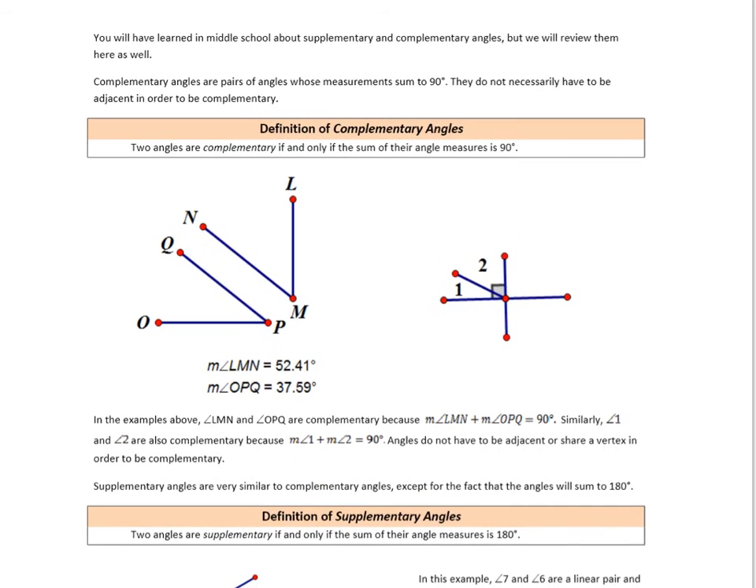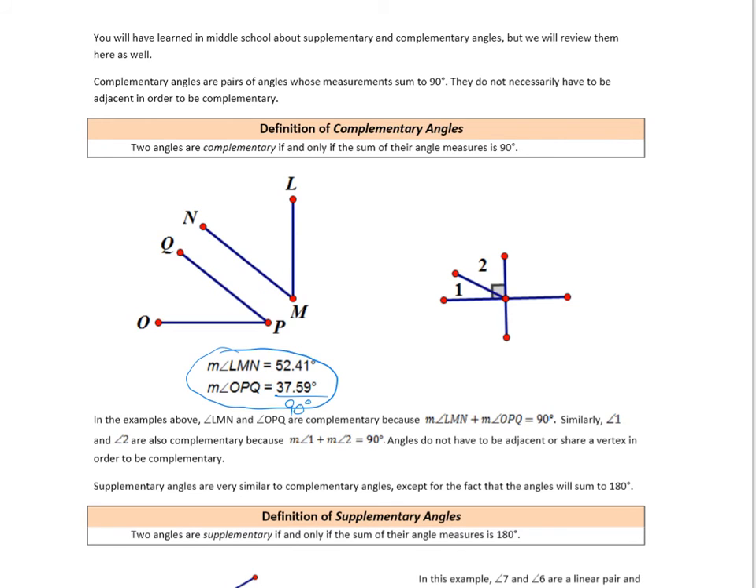Just as a very quick review, in middle school, you learned about complementary and supplementary angles, but just to get that thought back in your head, let's take a look at them. Complementary angles are angle pairs whose measures sum to 90. They don't have to be adjacent, they don't have to share a vertex to be complementary. All they have to do is sum to 90. So for example, over here, these 2 angles, when I add those together, that sums to 90 degrees. So even though they're not within the same figure, so to speak, they're still complementary. Angle 1 and angle 2 are also complementary, and they are adjacent. So being adjacent and being complementary are not mutually exclusive, but nor do they rely on each other.